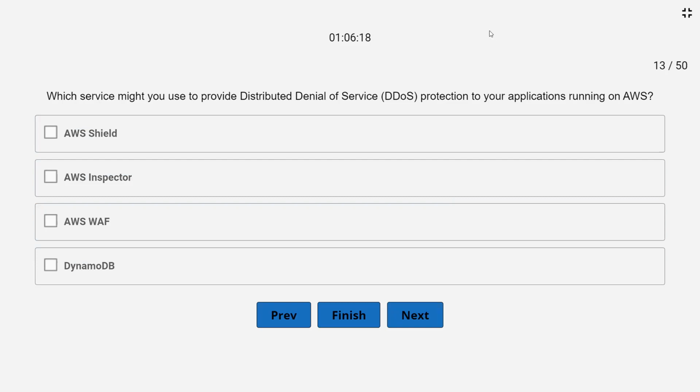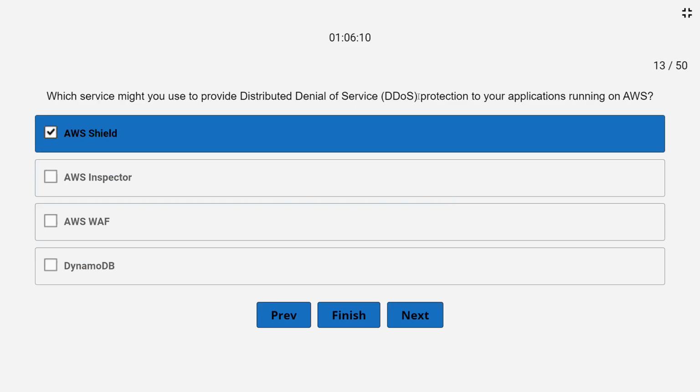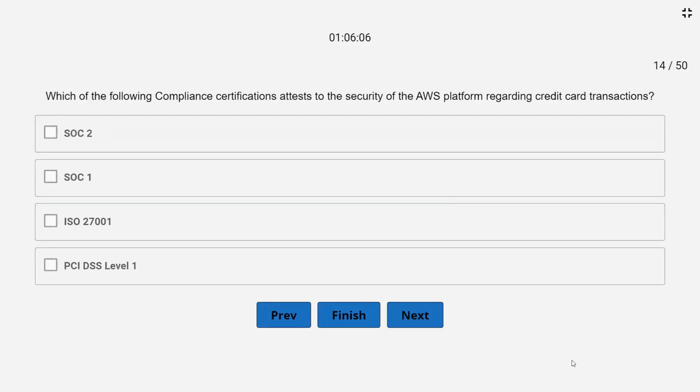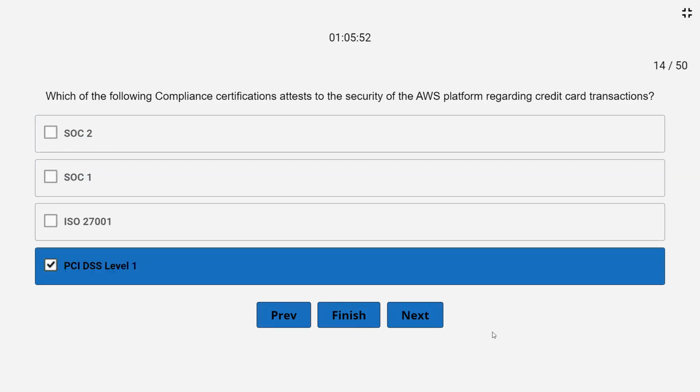All right. So there's password protection, 1FA around. Yes. You see distributed denial of service. Yes, that's Shield. Correct. Which of the following compliance certifications attests to the security of the AWS platform regarding credit card transactions? PCI. Yeah, PCI.